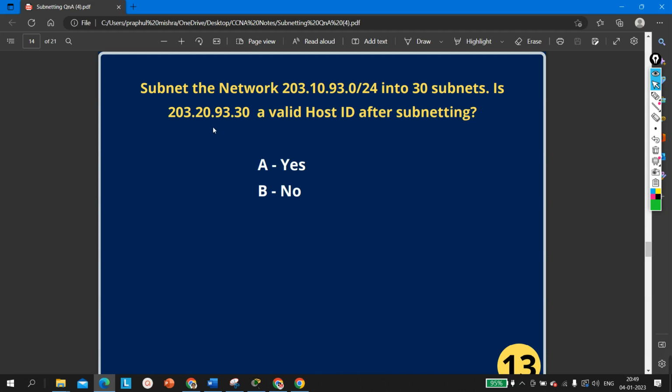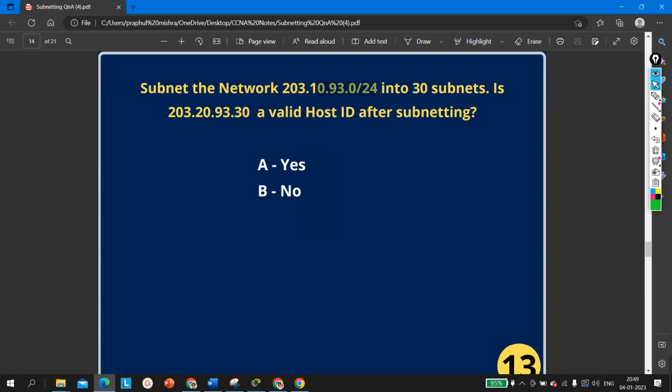Or what will be the network ID? Block size will be 8. Network ID would be 24. That means 93.0, then 93.32.